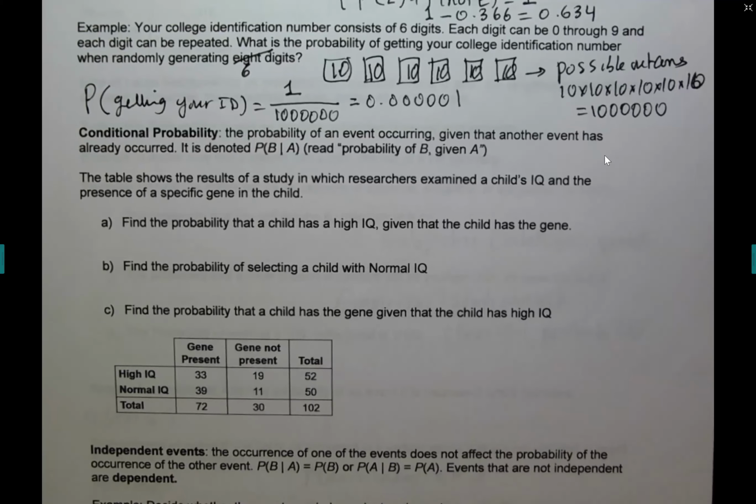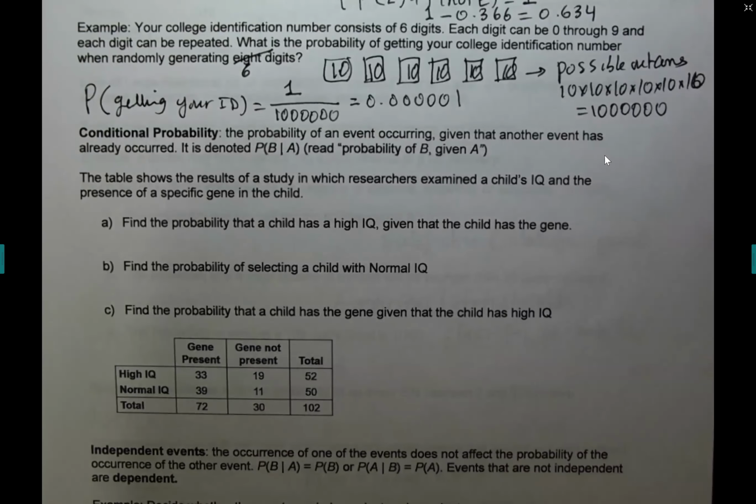The table shows the results of a study in which researchers examined a child's IQ in the presence of a specific gene in the child. So I want to see if there is a relationship between the IQ and the presence of a special gene. So you have this table, and this table is called a contingency table, and I'm going to explain it to you guys because you need to know how to read the table.